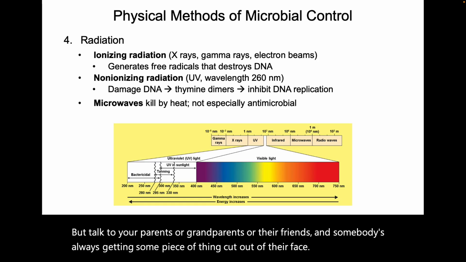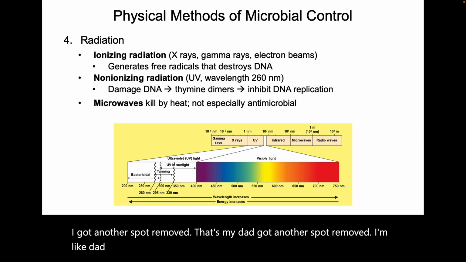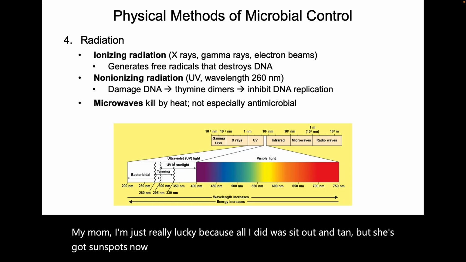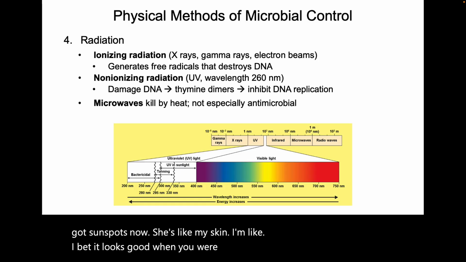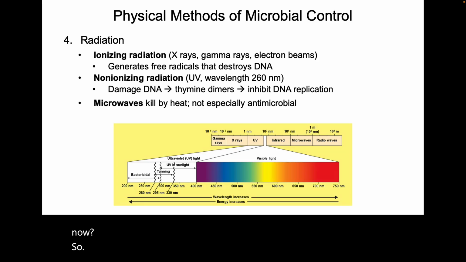Oh, I got another spot removed. That's my dad. Got another spot removed. I'm like, Dad. My dad was a landscaper for like 30 years. What do you expect? My mom, I'm just really lucky because all I did was sit out and tan, but she's got sunspots now. She's like, oh, my skin. I'm like, well, I bet it looked good when you were a teenager and you had a nice tan, but now, so that's what it does. That's that accumulation of mutations.